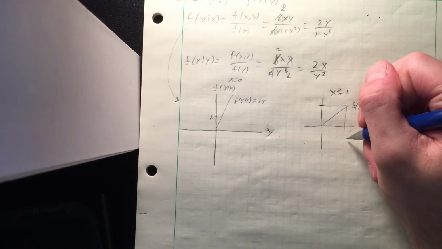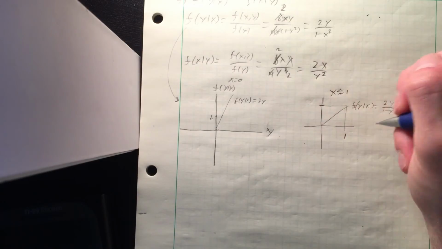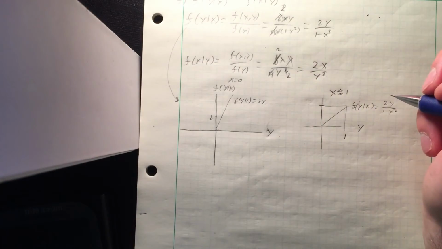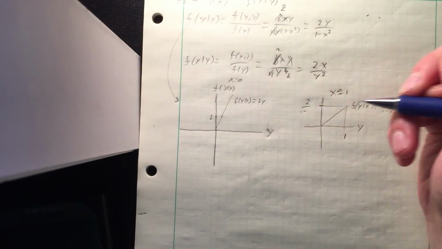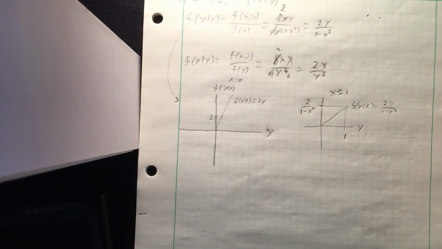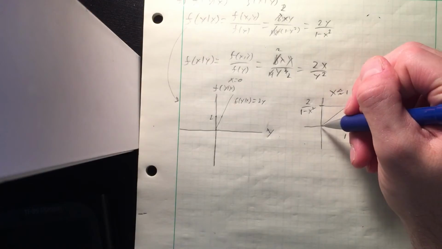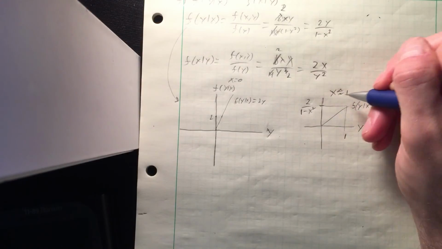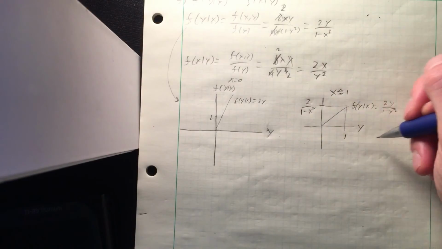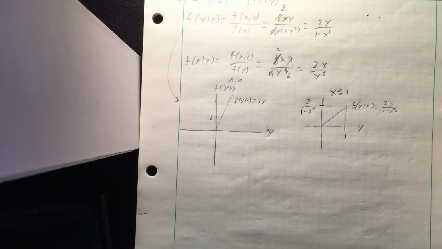if we just say y is 1 here, then you have 2 over 1 minus x squared. This could be for any value. If y was changing, then you still have a linear function, essentially.